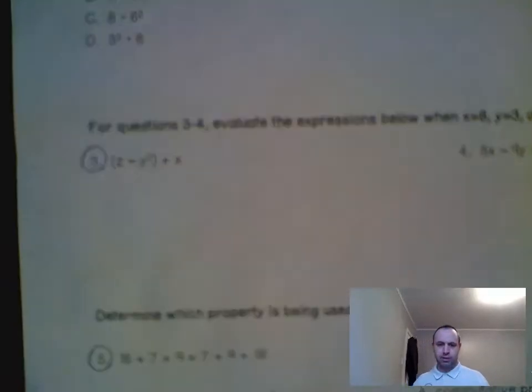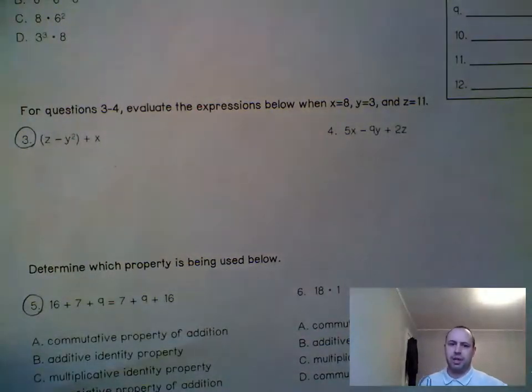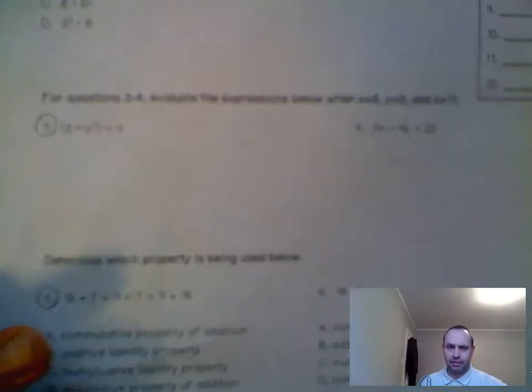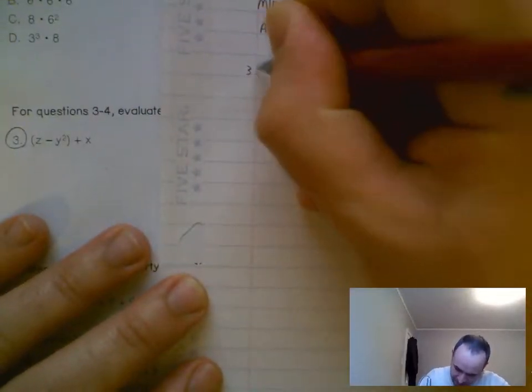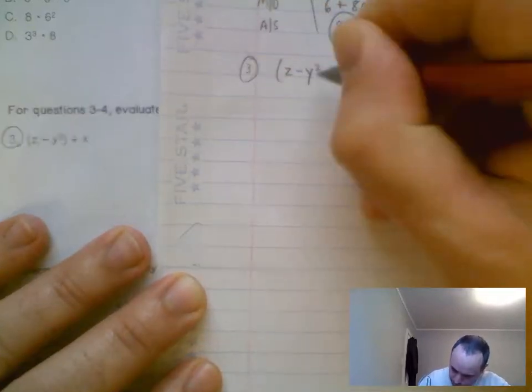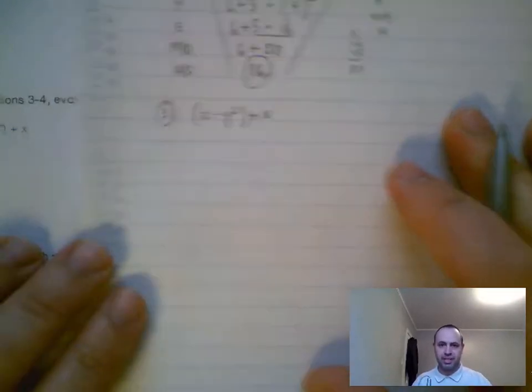All right, number 3, we're going to do together. It says for questions 3 through 4, evaluate the expression below when x equals 8, y equals 3, and z equals 11. All right, so in this case, I'm going to go ahead on my separate paper and write down the problem.